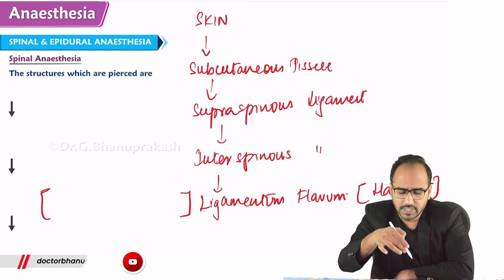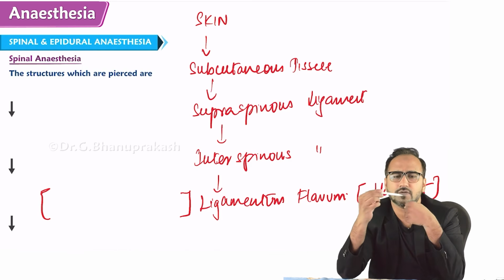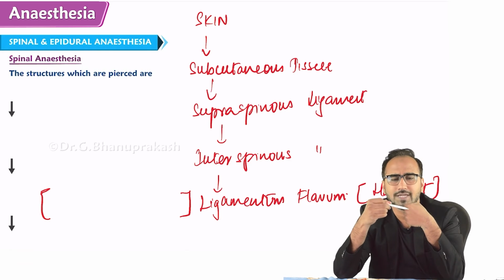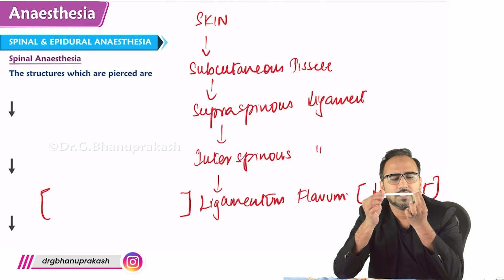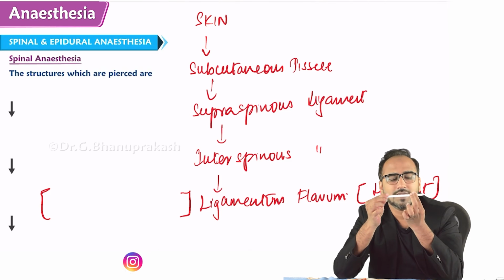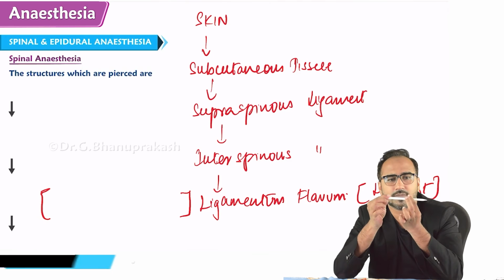Just guys, look over here. First we will revise this. As you are passing your needle, imagine your needle is passing through the structures. The first structure is called as skin. Next, subcutaneous tissue. Next, supraspinous ligament. Next, interspinous ligament. Next, ligamentum flavum.